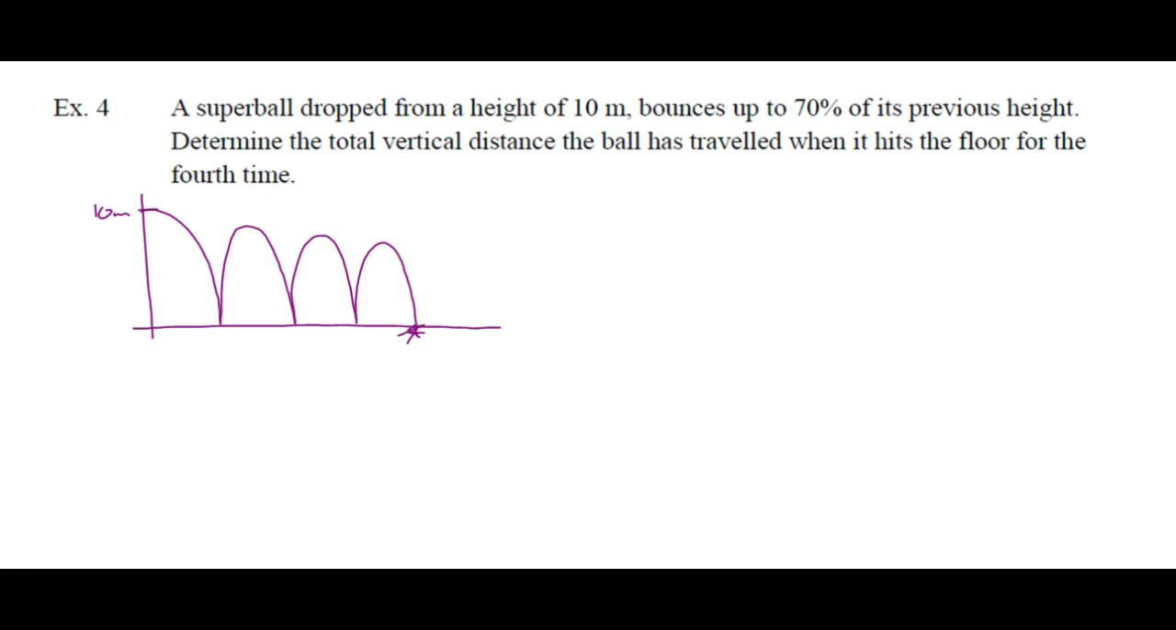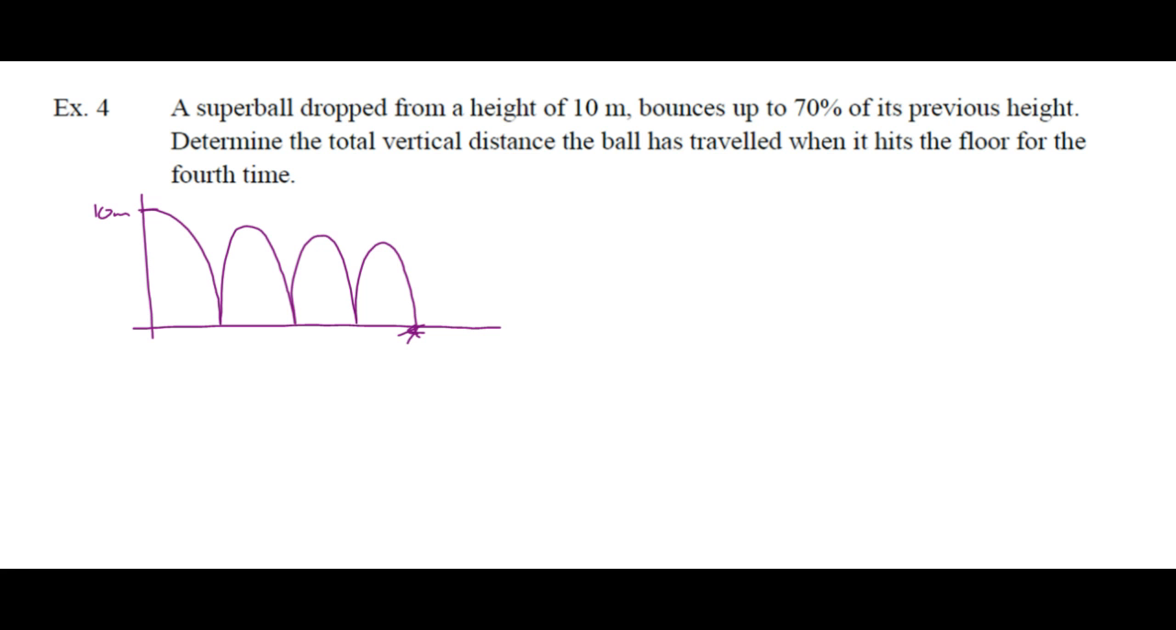So it goes up 7, down 7. It goes up, what's 70% of 7? 4.9. Seriously? Come on, it's just 7 times 0.7. So it goes up 4.9, down 4.9. What's 70% of 4.9? 3.43. You guys are just slow. You could actually just sit down and add them all up: 10 plus 7 plus 7 plus 4.9 plus 4.9.